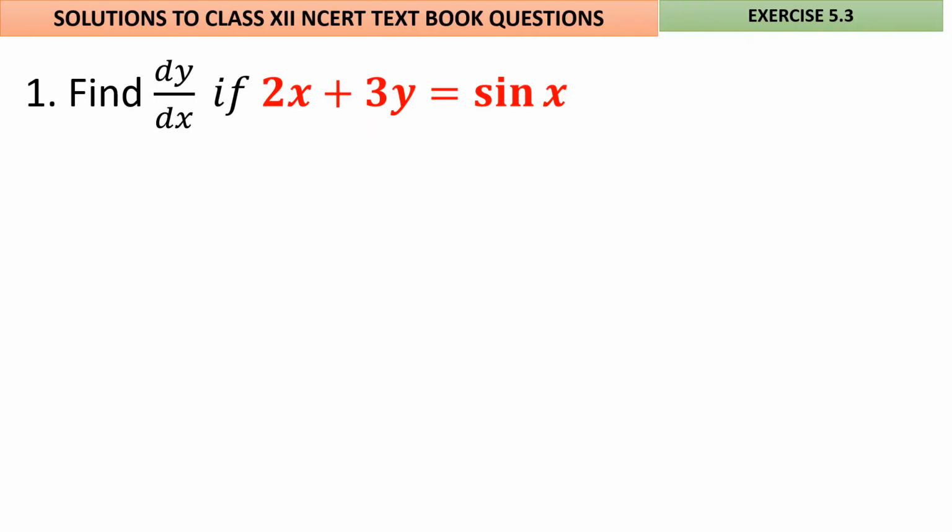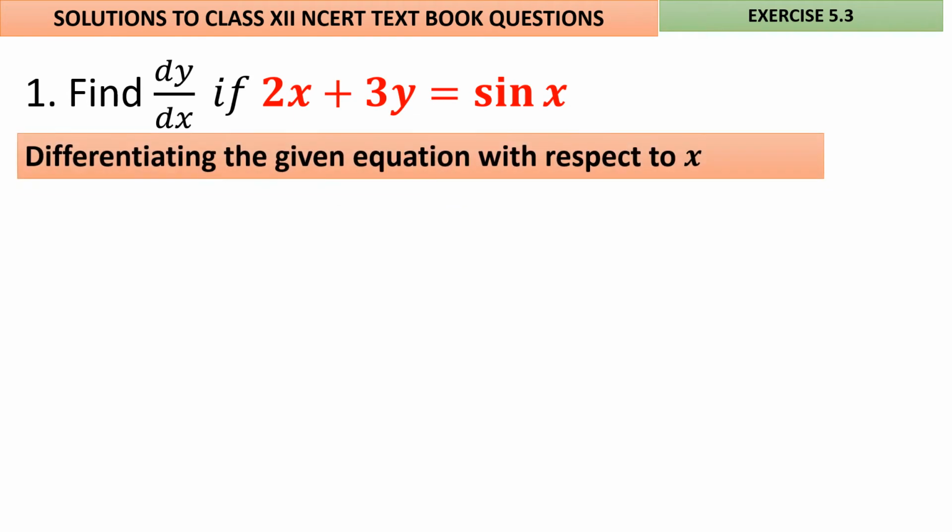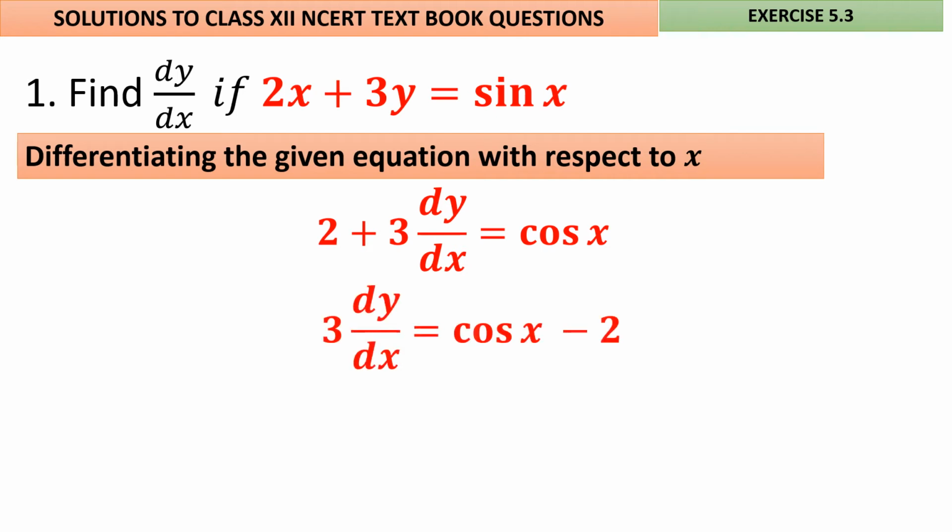Let us try to solve some more problems from the NCERT textbook, exercise 5.3. Question number 1. Find dy by dx if 2x plus 3y is equal to sin x. Very simple. Differentiation of 2x is 2. Differentiation of 3y is 3 into dy by dx. Differentiation of sin x is cos x.